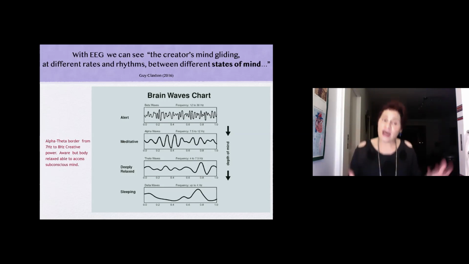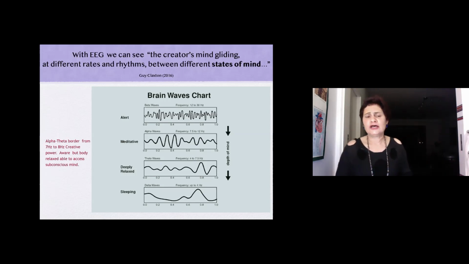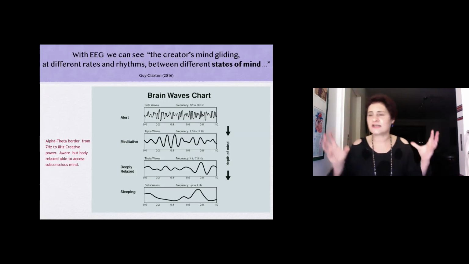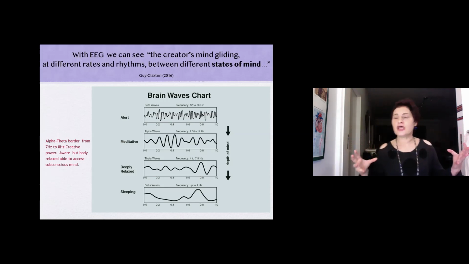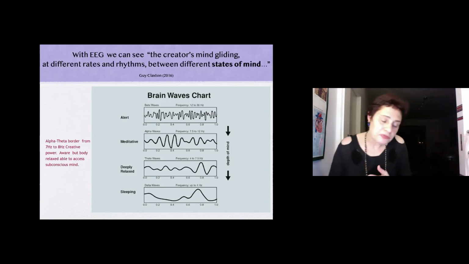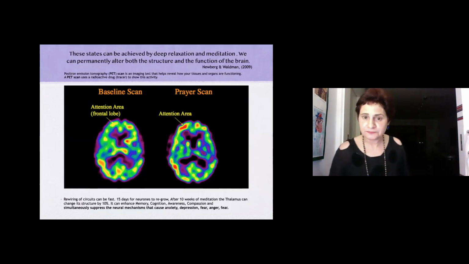So we are aware, but the body is relaxed, able to access the subconscious mind. So that's when we get insights. That's when we get almost revelation. Some people, even scholars, have used the word illumination.